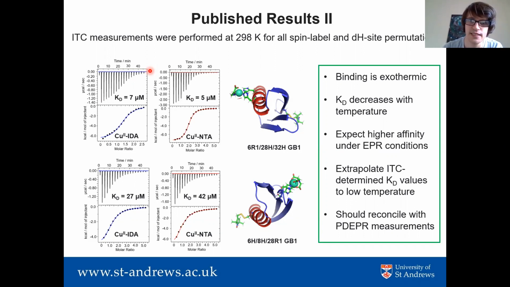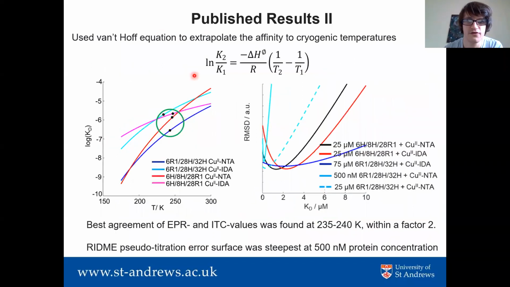And this would be in line with the observation of a high nanomolar KD under cryogenic temperature conditions that we observed with our RIDME pseudo-titration series. So with this in mind, we wanted to see if we could extrapolate the ITC data to cryogenic temperature, because if the RIDME-determined KD value is representative and accurate, we should in principle be able to reconcile the two techniques. So to do this, we used the Van 't Hoff equation, which I've just shown at the top here.